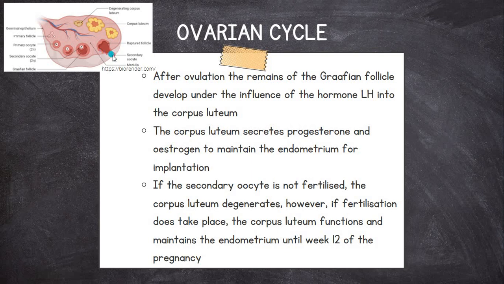So should this secondary oocyte that was released during ovulation on day 14 be fertilized, the endometrium is ready for implantation, because this corpus luteum that was now formed secretes progesterone and estrogen to maintain that endometrium. If the secondary oocyte is not fertilized, the corpus luteum degenerates. However, if fertilization does take place, the corpus luteum functions and maintains the endometrium until week 12 of the pregnancy. Okay.